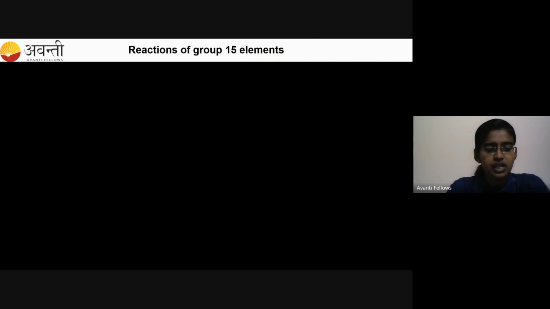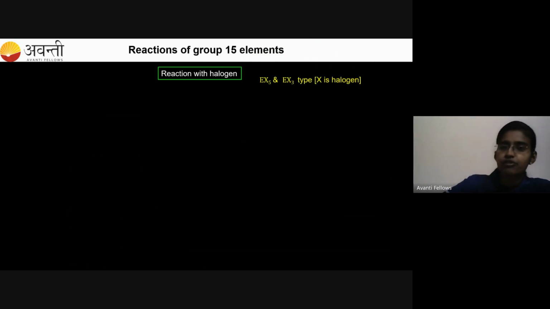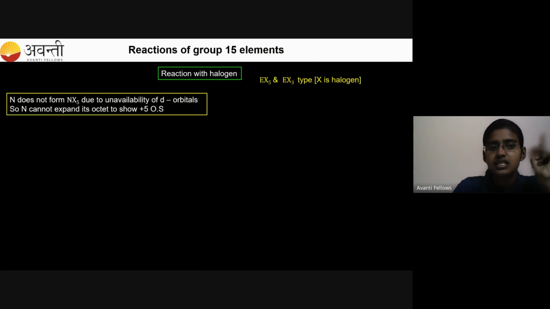Then coming to the fourth reaction, the last reaction of group 15, that is the reaction with halogen. With halogen also, two different types of halides are formed. One is of formula EX5 and the other one is of formula EX3. Okay. But nitrogen will not form the +5 oxidation state. So it will not react with the halogen to give EX5. That is, NCl5, NF5 type is not possible. Okay. The reason is the unavailability of d orbital.